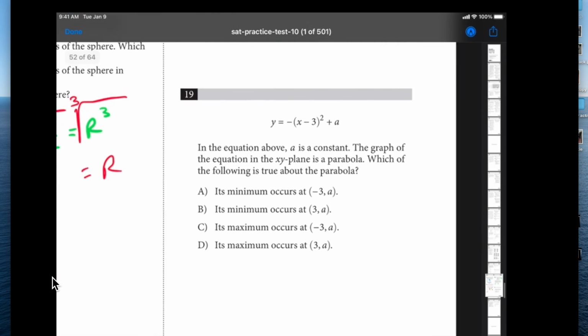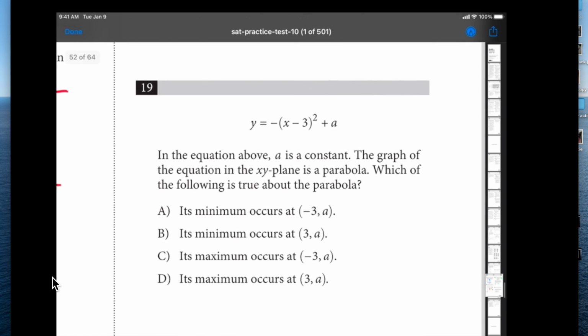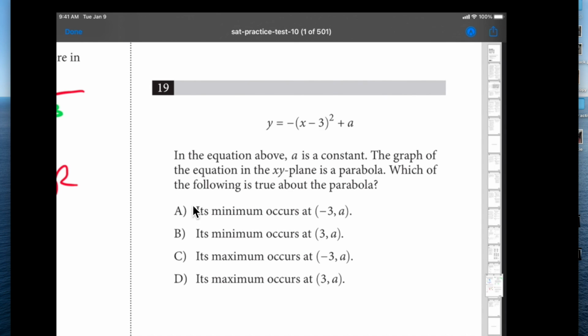19. In the equation above, A is a constant. The graph of the equation is a parabola. Which of the following is true about the parabola? Okay, so what they have here is minimum, maximums, etc. Folks, when you have parabolas, when they say minimum or maximum, they're referring to the vertex. So we need to find the vertex given this formula.